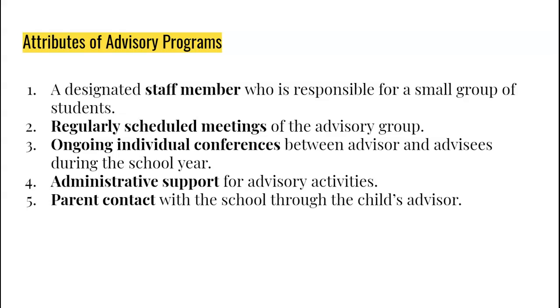The fifth attribute of advisory programs is ongoing parental contact with the school through the child's advisor. So I noted in point 3 that I had conferences regularly with my advisory students about their grades. I would also call and email, sometimes text, sometimes meet at parent-teacher conferences, the parents or the guardians of the students in my advisory. And this was powerful. And I found that it was more often than not very pleasant exchanges because I was never the teacher giving the bad grade.